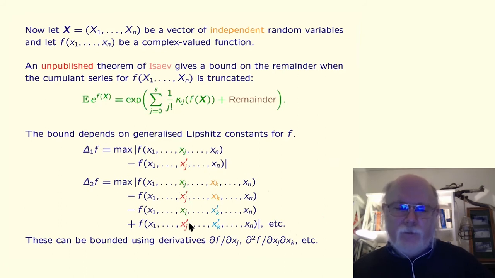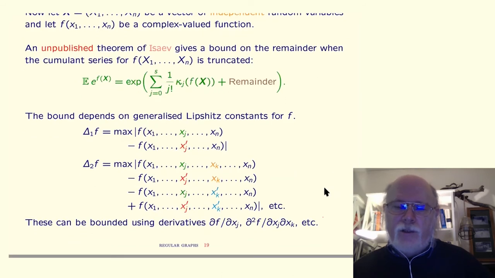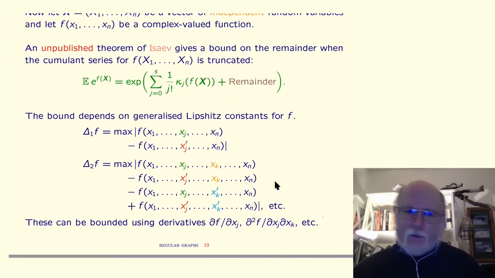It's just the same as before. And you have to calculate as many of these as you have terms in your cumulant expansion. And it looks like it's pretty awful, but actually it's not hard at all in general. If f is a nice analytic function, you can get bounds on these things just by taking derivatives of the function. So if you just take the first derivative, that gives you some bound on delta 1. And if you take the second derivative with respect to two different variables, that gives you a bound on delta 2 and so on. And usually the differentiation becomes easier as you do more derivatives because variables disappear.